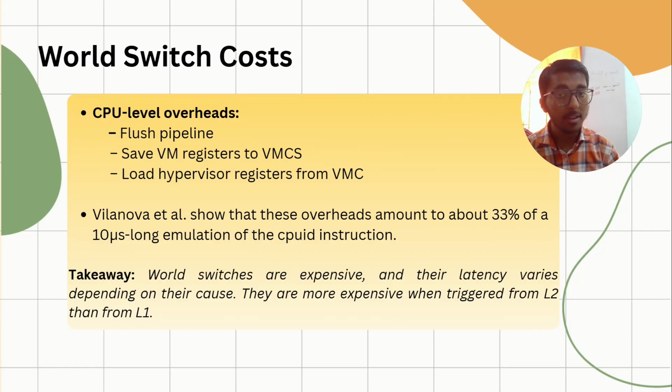World switches are expensive and their latencies vary depending on their cause. They are more expensive when triggered from L2 than from L1. Now let's discuss the EPT faults.